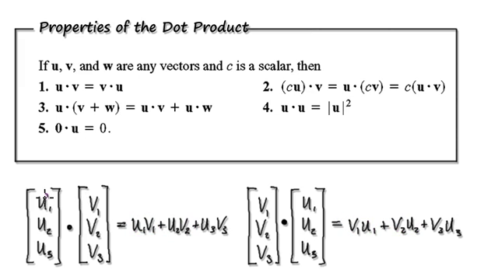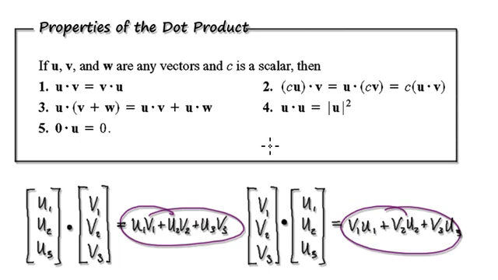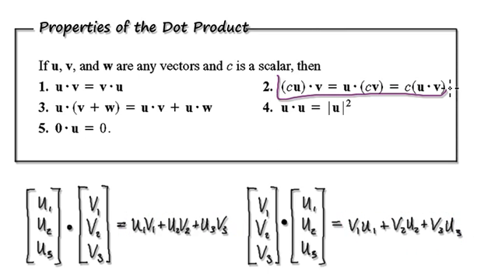And remember, these are just numbers. So you can see that this thing here will be the same as this. Now let's look at the second property.